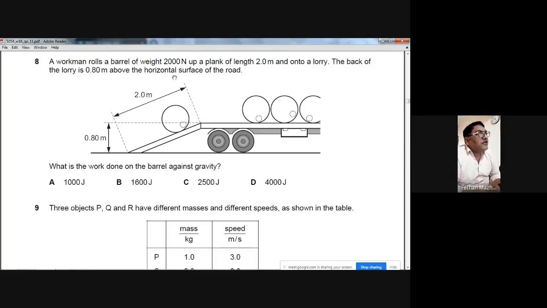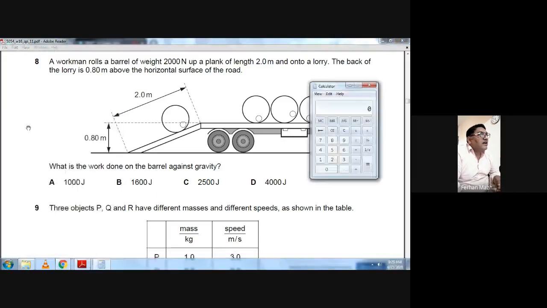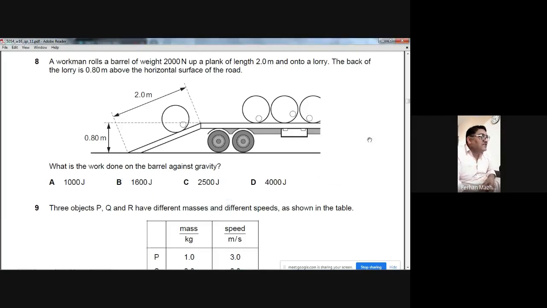You multiply with the vertical height, 2000, let me get the calculator, 2000, and you multiply it with 0.8. So your answer is 1600. So 1600 is the answer. So B is the choice. So for that question, you will have B choice. And then we have question number 9.